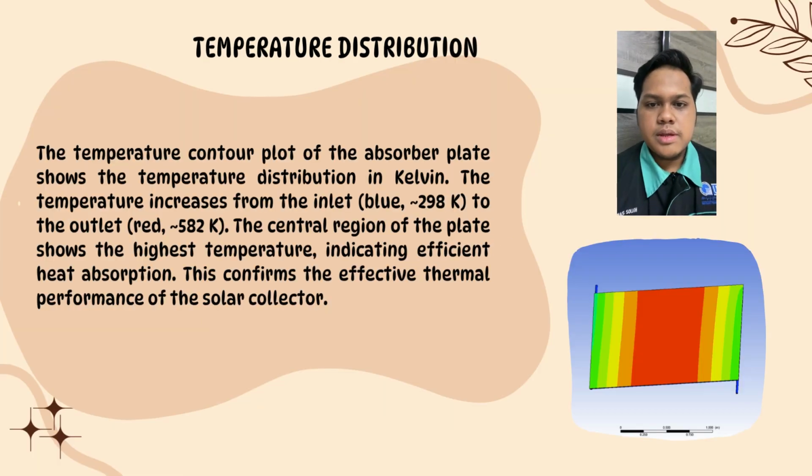Next, this slide shows the temperature contour plot of the solar collector. The temperature increases gradually from the inlet to the outlet, reaching a maximum of around 582 Kelvin. The red areas show the highest temperatures, indicating effective heat absorption. This result confirms that the solar collector is working efficiently to transform and retain heat from the solar input.